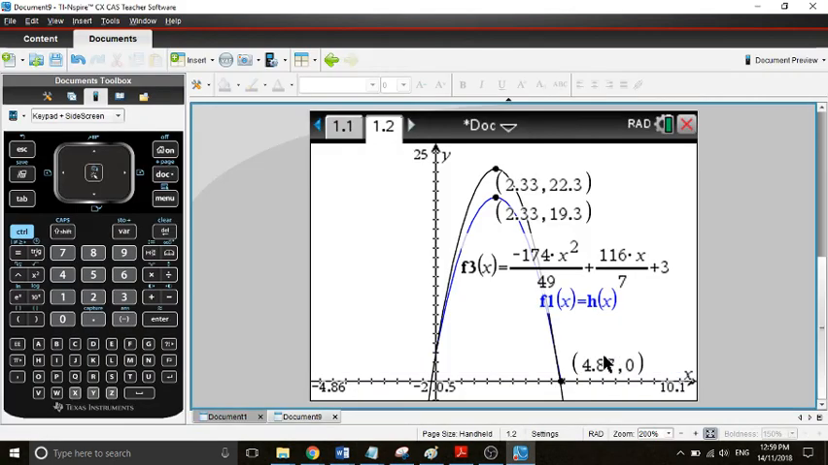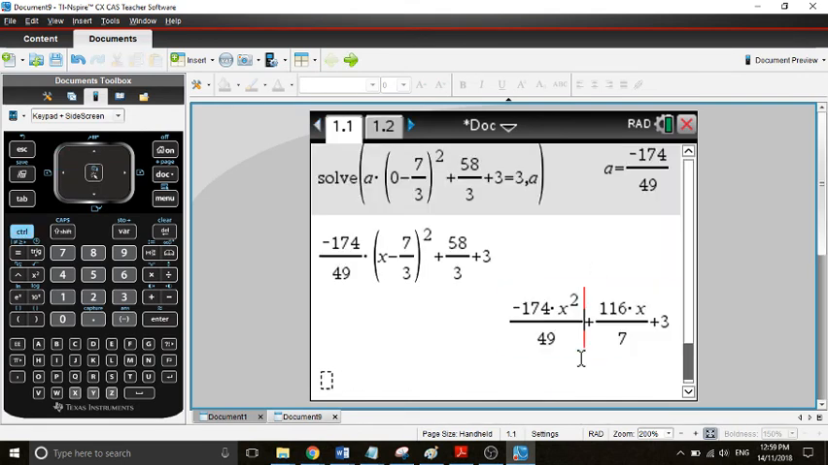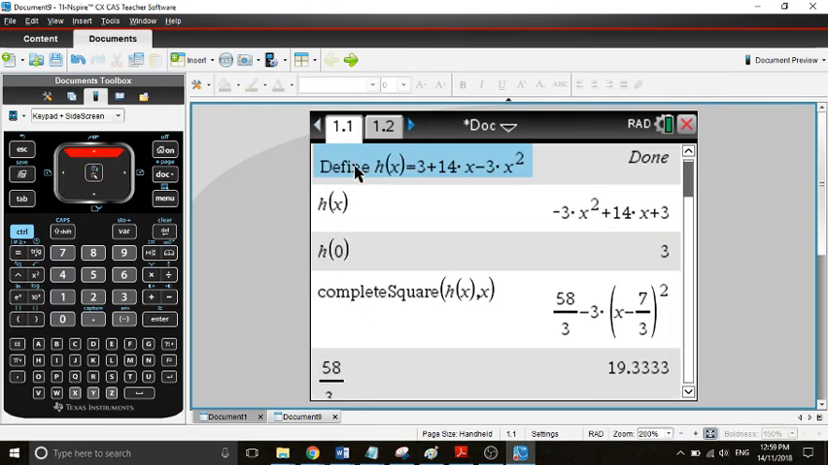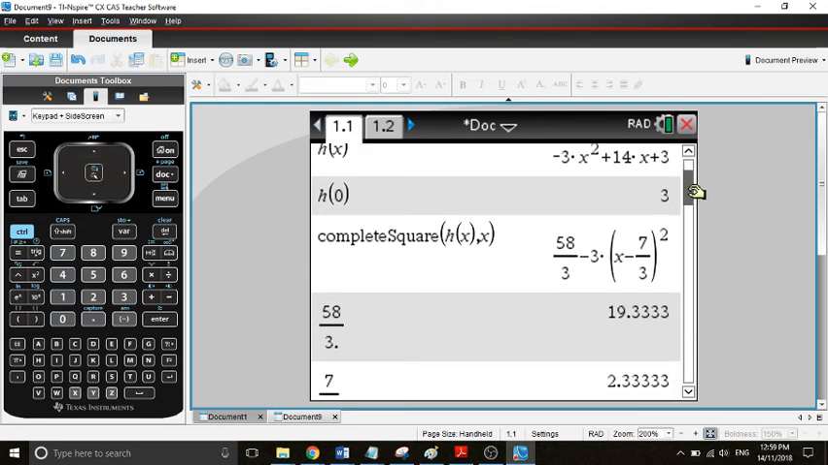So that's our new equation. Our new equation is this thing here, or we can have a look at it back here, and it is this. That's our new equation. So let's have a look at this again. Define our function, because we're using it over and over again. Initial height, we let x equal 0. That's what we've got there. We want to find the maximum height. We complete the square. That's our k. That's our h. Maximum height is 58 over 3, or 19.33, and that happens at 7 over 3, or 2.33.